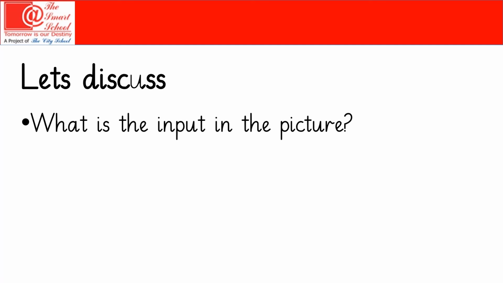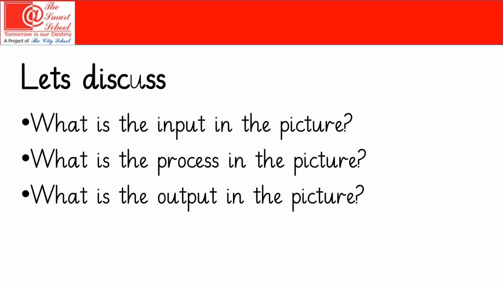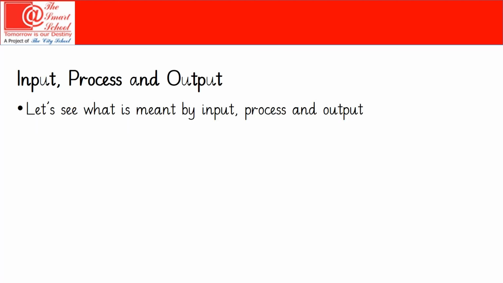Yes, you are right. The input in the picture is oranges. What is the process in the picture? Students, I hope that you remember the picture. The process is the juicer machine, which will do something on the oranges. And what is the output in the picture? Surely you are right again. The output in the picture is orange juice. Input, process, and output. Let's see what is meant by input, process, and output.